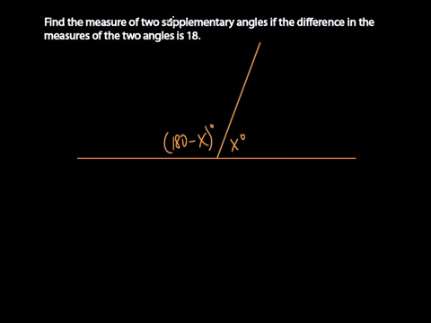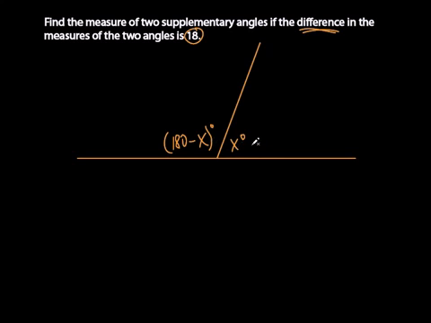Now it says find the measure of the two supplementary angles if the difference, what does that mean? The difference means the subtraction. You're going to subtract the two angles from each other. And the answer to the subtraction problem is going to be 18. So what am I going to do? I'm going to take this x and this 180 minus x. I'm going to subtract them. And when I subtract them, my answer should be 18. And then I can solve for x.